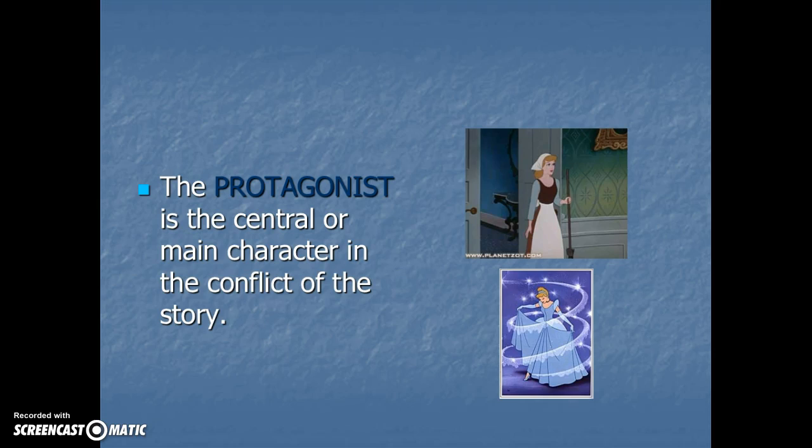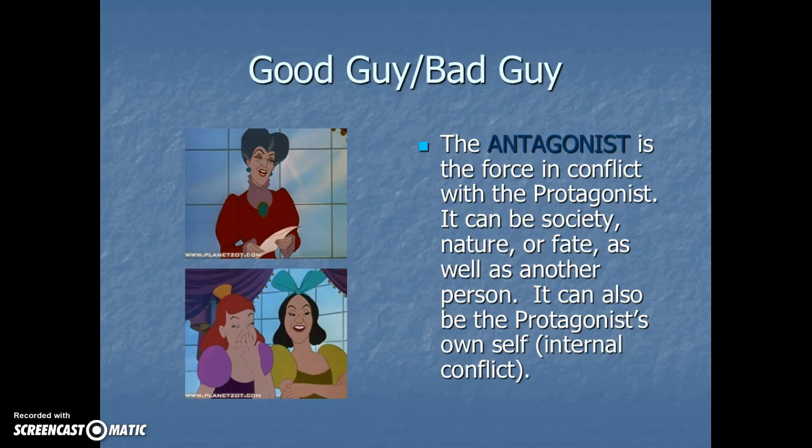The protagonist, as you probably already know, is the central or main character in the conflict of the story. So the protagonist is going to be an actual character. On the other hand, the antagonist is the force in conflict with the protagonist. So the antagonist might be a character, but it also might be society, nature, fate, or it could be another character. It could also even be the protagonist's own self. That would be a man versus self conflict. So it does not have to be another character.